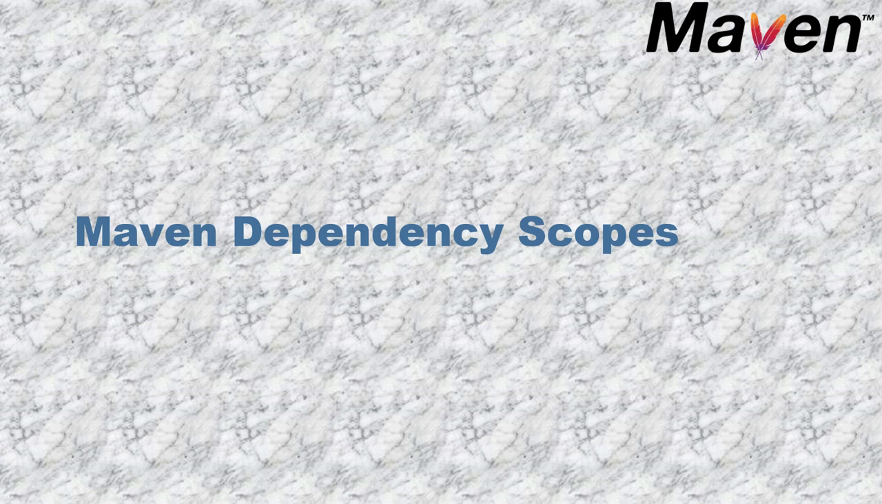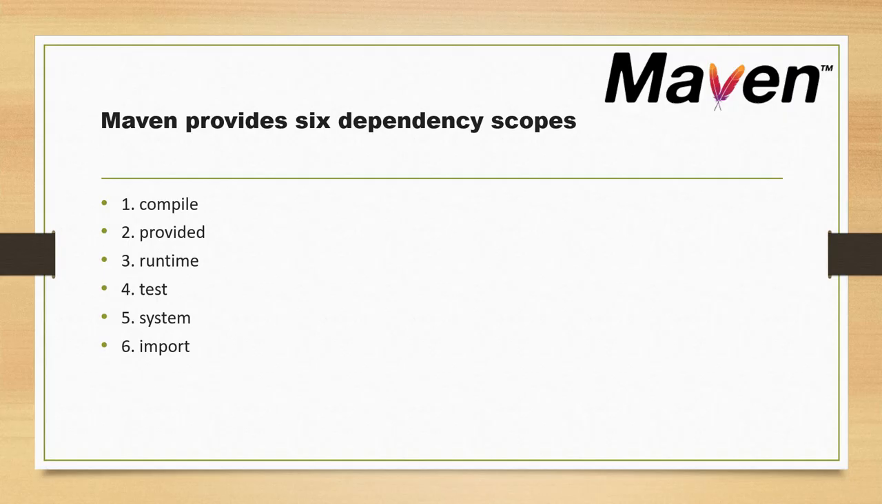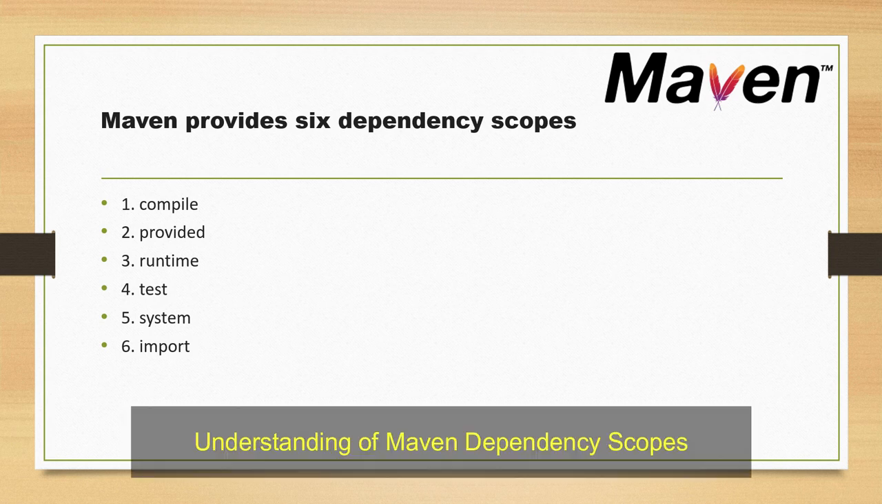In this video tutorial, we'll talk about Maven Dependency Scopes. So let's try to understand. The Maven dependency scope attribute is used to specify the visibility of our dependency relative to the different life cycle phases. Maven basically provides six types of dependency scopes: compile, provided, runtime, test, system, and import. Let's try to understand each and every dependency scope in Maven.